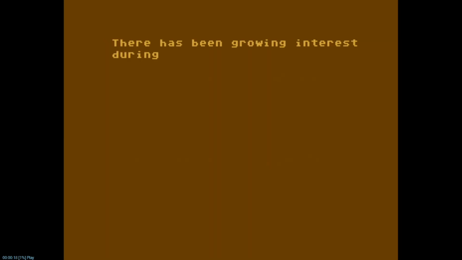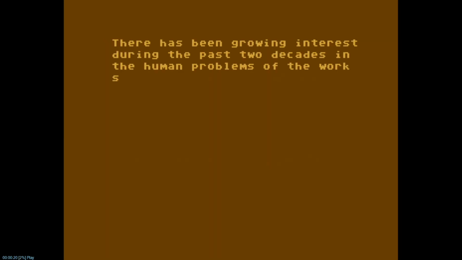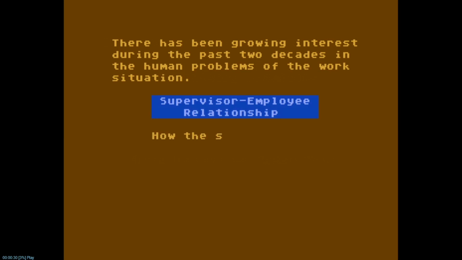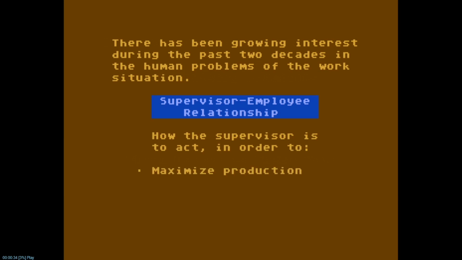There has been a persistent and growing interest during the past 2 decades in the human problems of the work situation. One aspect of this concern revolves around the supervisor-employee relationship, and in particular, how the supervisor is to act in order to maximize production as well as encourage and motivate the employee.